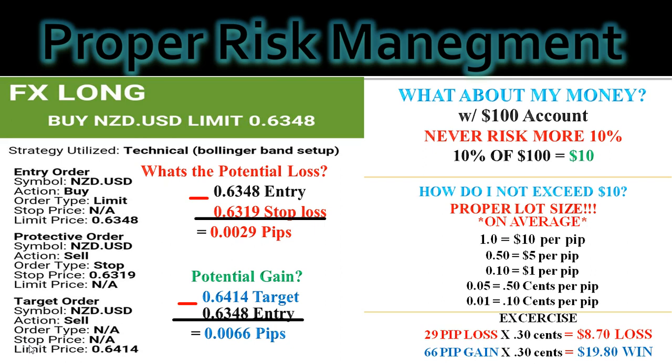If I were to win this trade at 0.30, remember, the lot size you're willing to lose is the same lot size as what you're willing to gain. So 0.30 times 66 pips. If I were to win, I would make $19.80. So this is about a 2-to-1 ratio. I'm willing to risk about $9 to make about $20.